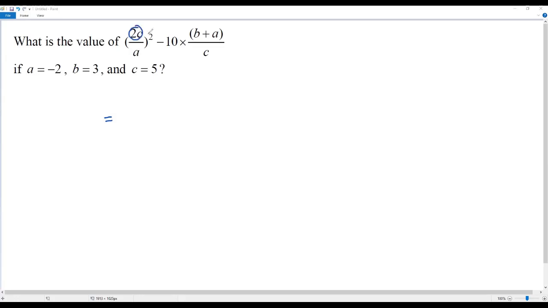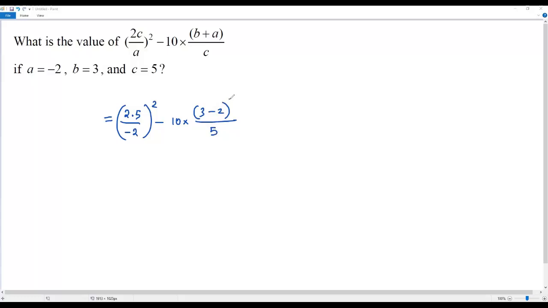So that is 2 is multiplied by C. So 2 times, we have to plug in 5 for C because the value of C is equal to 5. So 2 times 5 over the value of A is negative 2, the whole square, negative 10 times, inside the parenthesis we have b positive a. For b we have 3 and for a we have negative 2. So for b positive a we have 3 negative 2 over the value of c is 5.